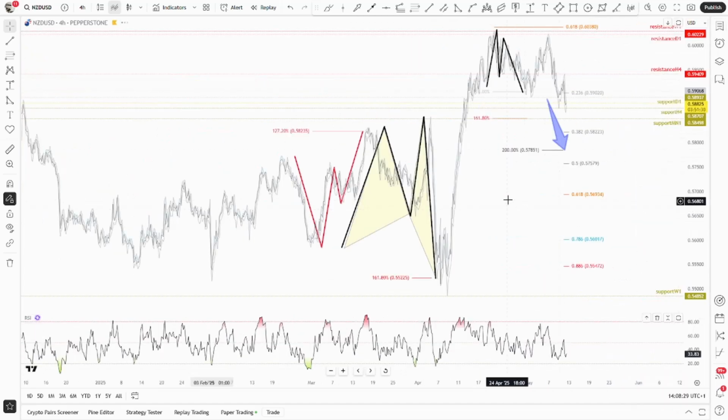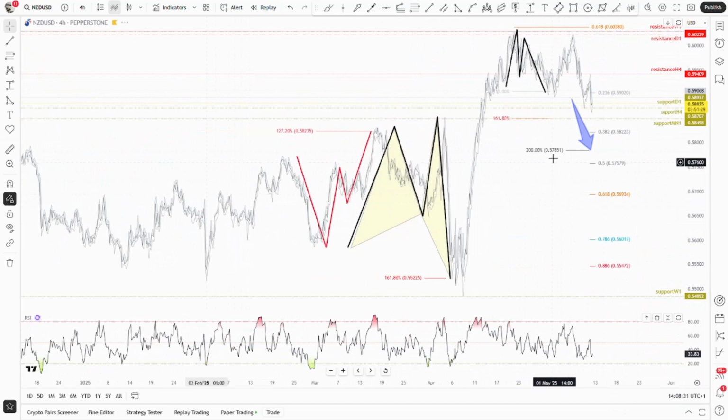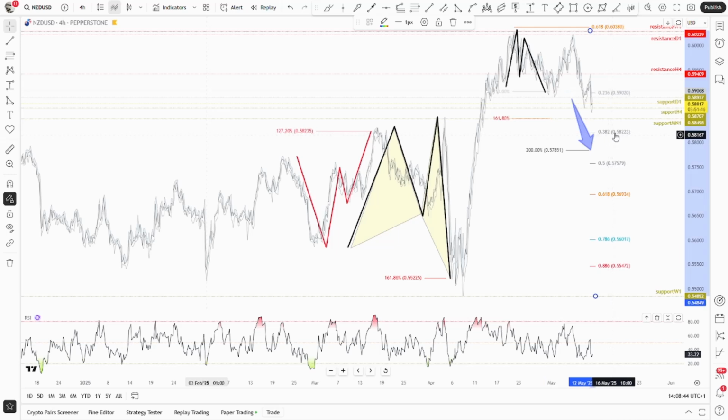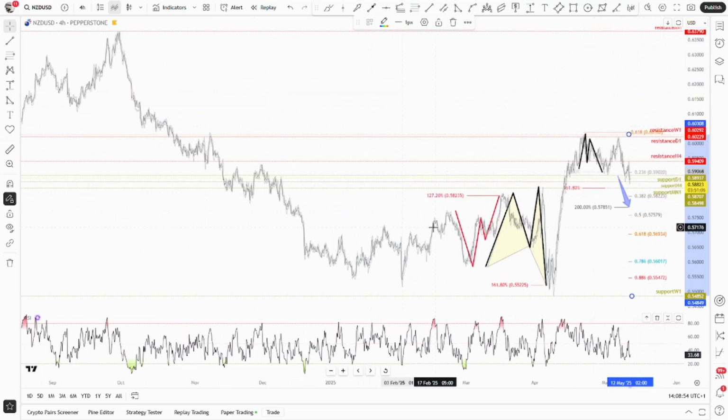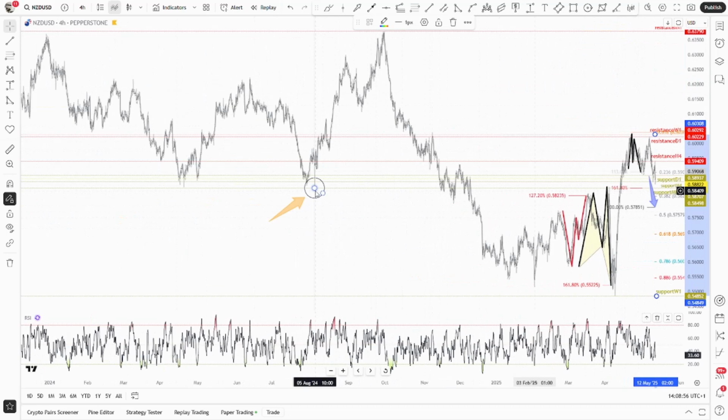Very much the same situation. The 200% Fibonacci extension level, the default target for the double top formed above, lies at 57.85. It's a 200% Fibonacci extension level, and that will imply the Kiwi trading at the 38% Fibonacci level. That also implies the Kiwi breaking below the previous support level. This is a monthly fractal support, by the way, from last August.